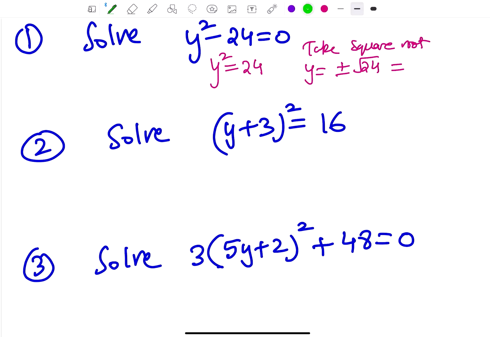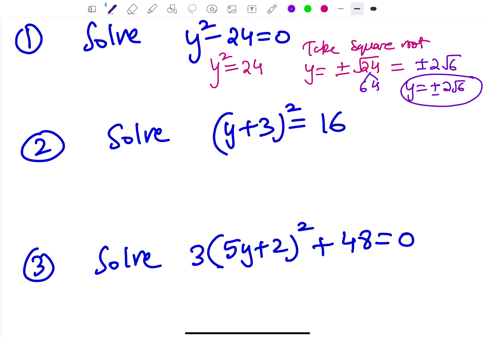And we can break that 24 into pieces. 24 is 6 times 4. We can pull a 2 outside the square root. So y is equal to plus minus 2 root 6. These are our two solutions that make this equation true.